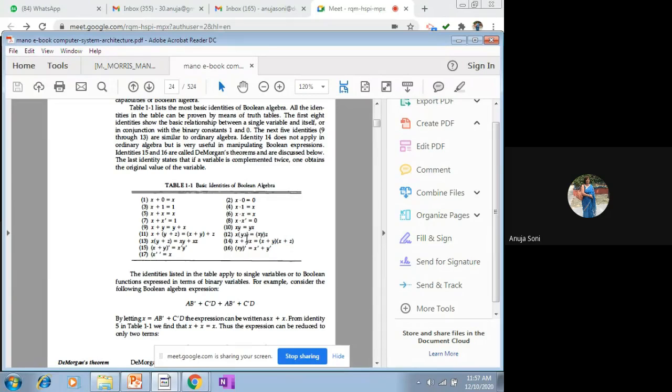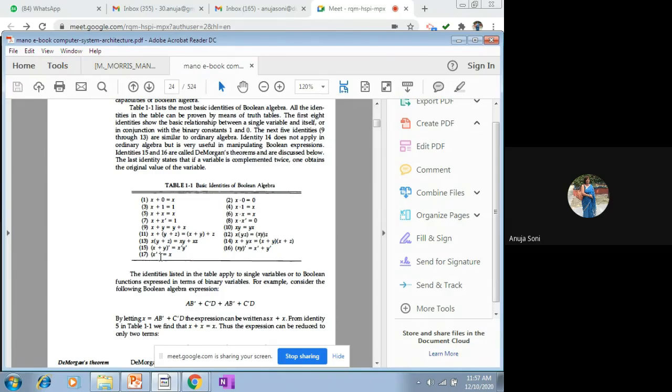So this left hand side will always be equal to the right hand side. Whenever you find such a sub-expression in a Boolean expression, always replace that expression with its corresponding right hand side expression.